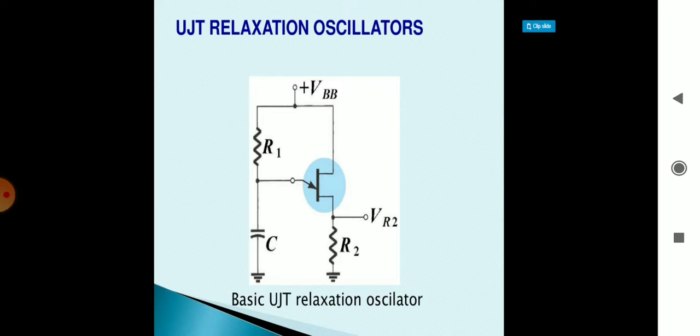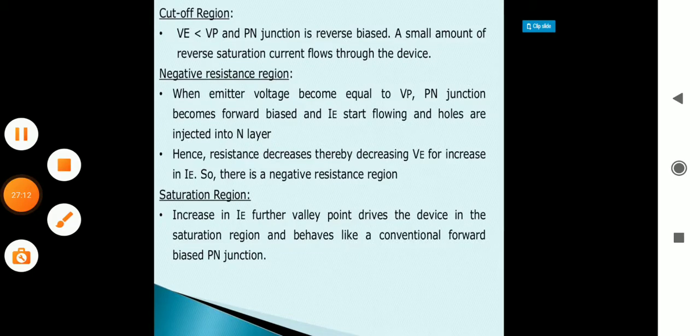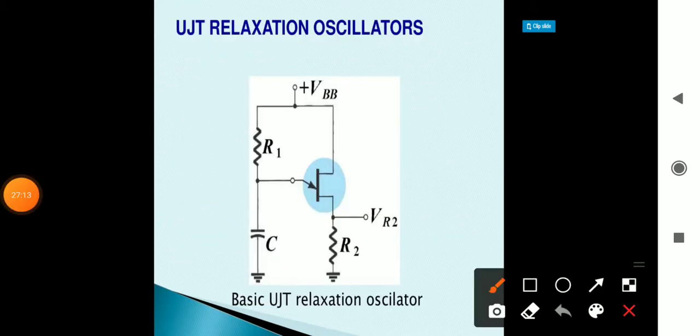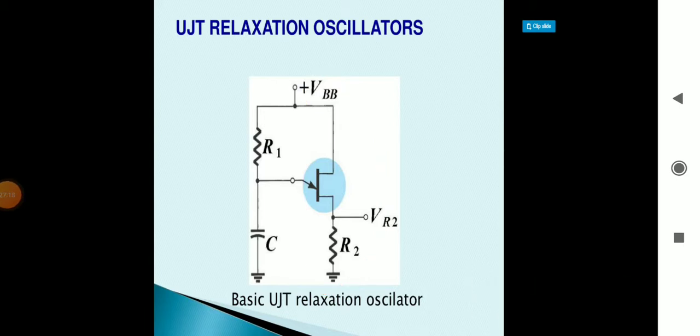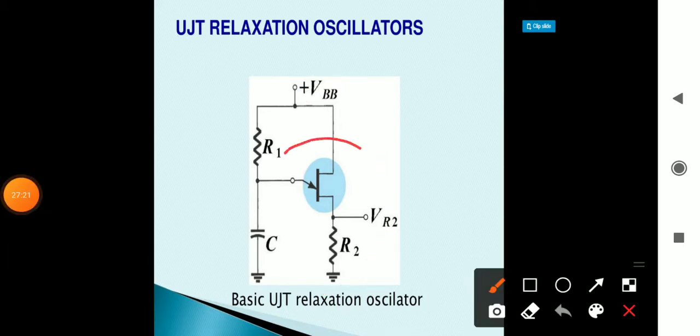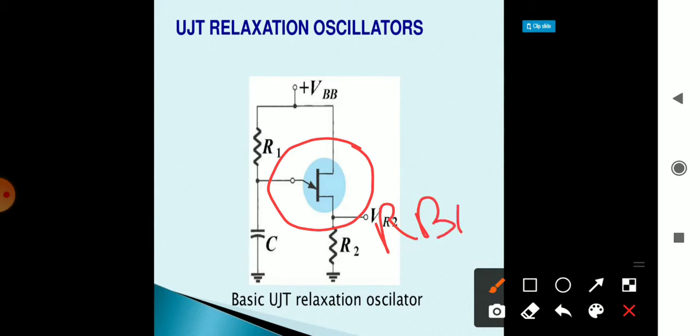So how we can use my UJT to turn on this SCR is by modifying the circuit a little bit by adding R and C. If you refer to this circuit, this is the UJT circuit. The internal resistors RB1 and RB2 are there, but they are not shown over here in this circuit.